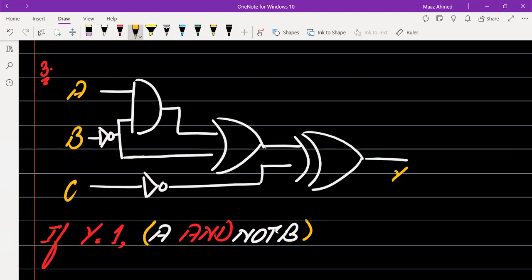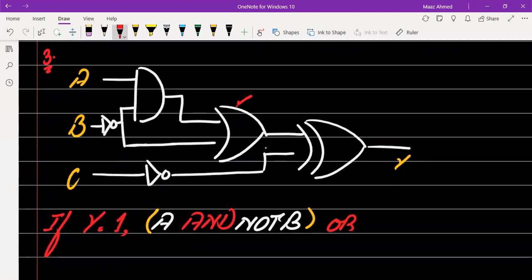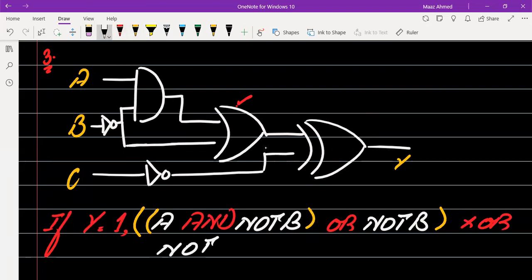Clear? Now this is going into the OR gate. Now the other input for the OR is coming from again not B. So we can have a bracket over here and here. Now the inputs are going into the XOR gate. And the other input for the XOR is coming from not C. Is this clear to all?